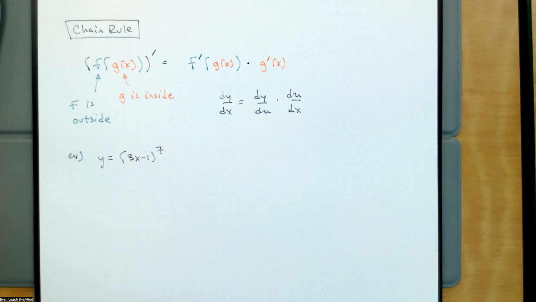Chain rule is all about a reading exercise. We have to be able to separate things into an outside and an inside. Think of outside as the big picture of what's happening, and the inside is what happens before that. So what is the order of operations in this 3x minus 1, or this 7th power of the difference between 3x and 1? What's the first thing that happens to x? Multiply by 3. After we multiply by 3, what do we do? Then subtract 1, and then to the 7th power. So we can see the three things that are happening in this.